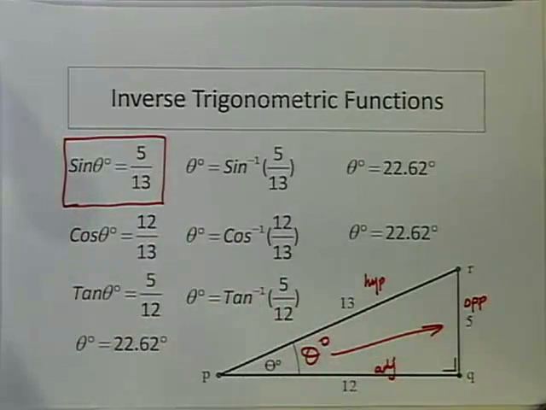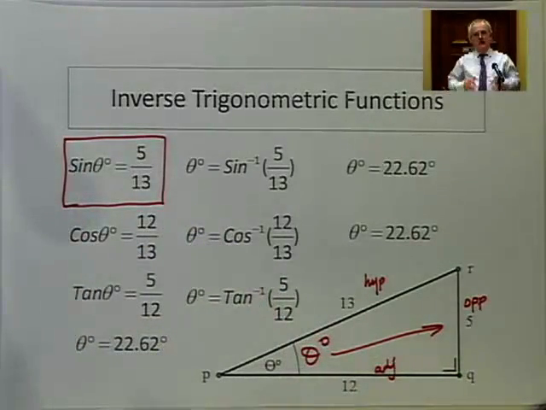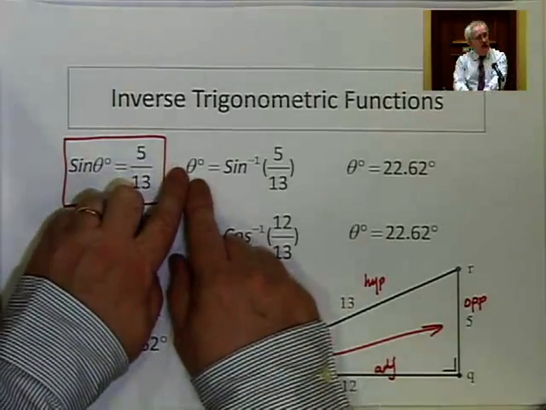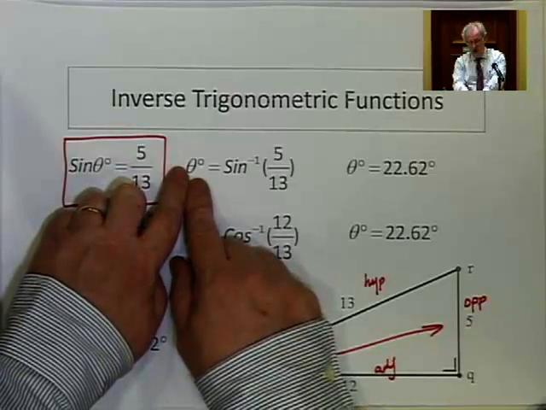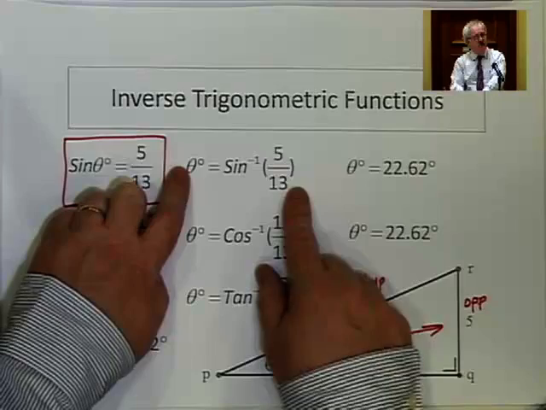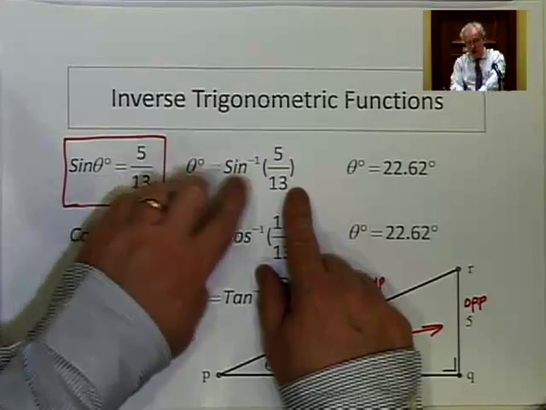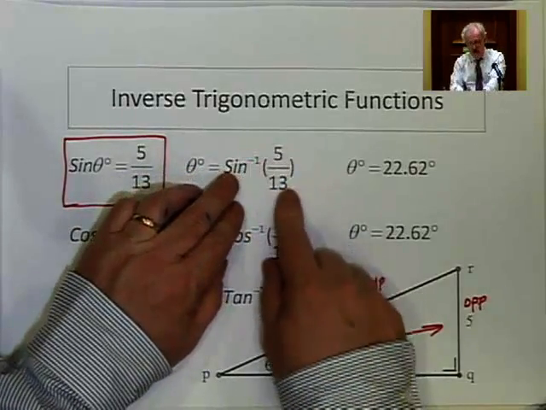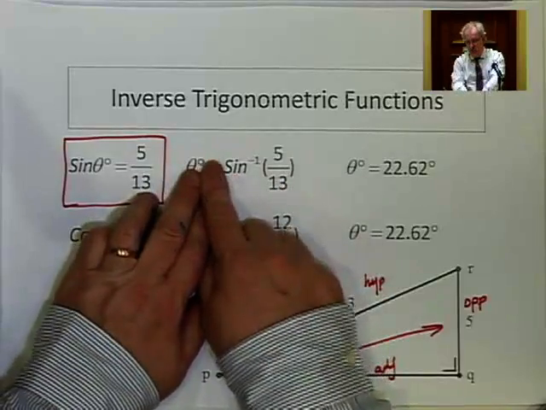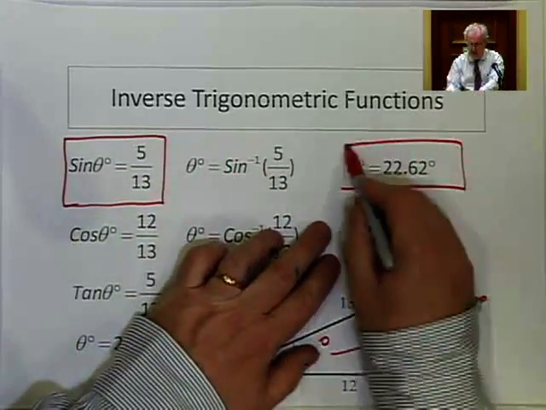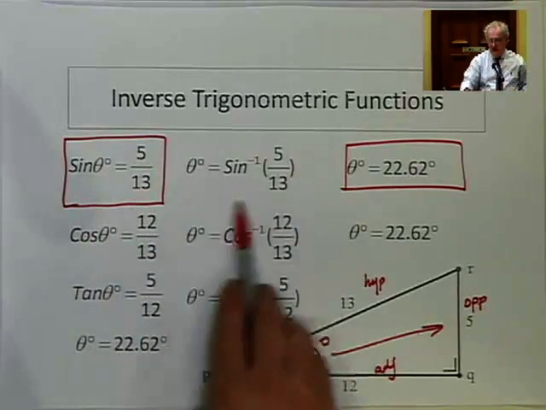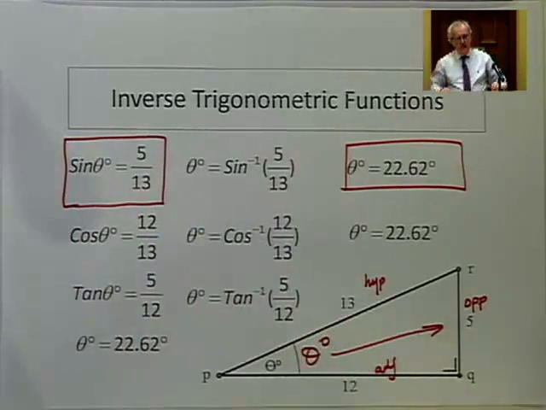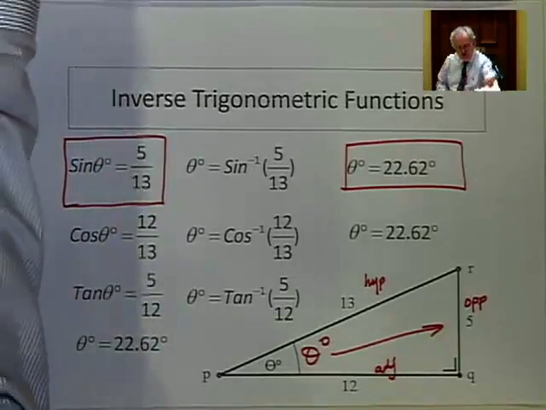In English, they say sine theta is 5 over 13, or theta is the angle that has a sine of 5 over 13. Or the inverse of sine of 5 over 13 would give you the angle. So that's how they write that. Sine theta is 5 over 13, theta is this. Now, that's how they would say it in English.